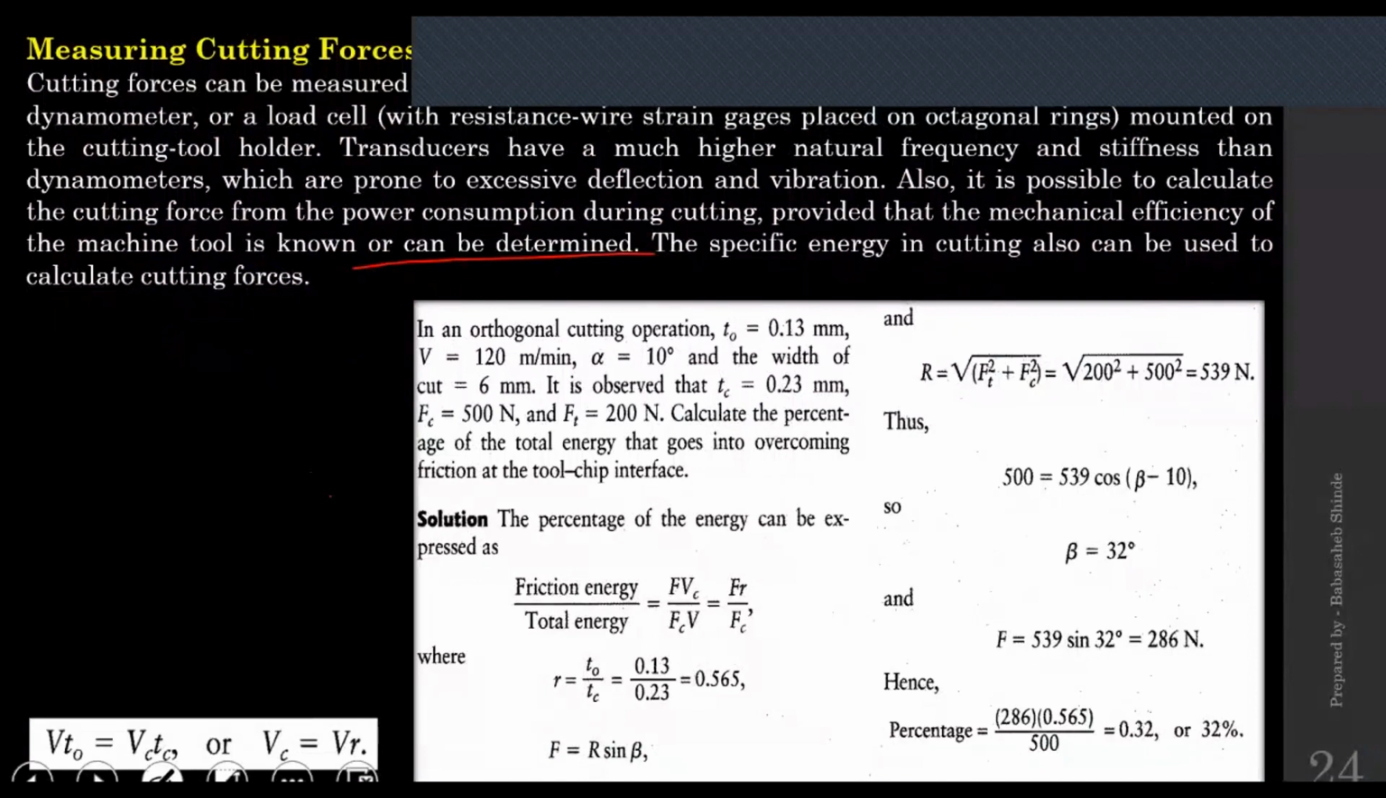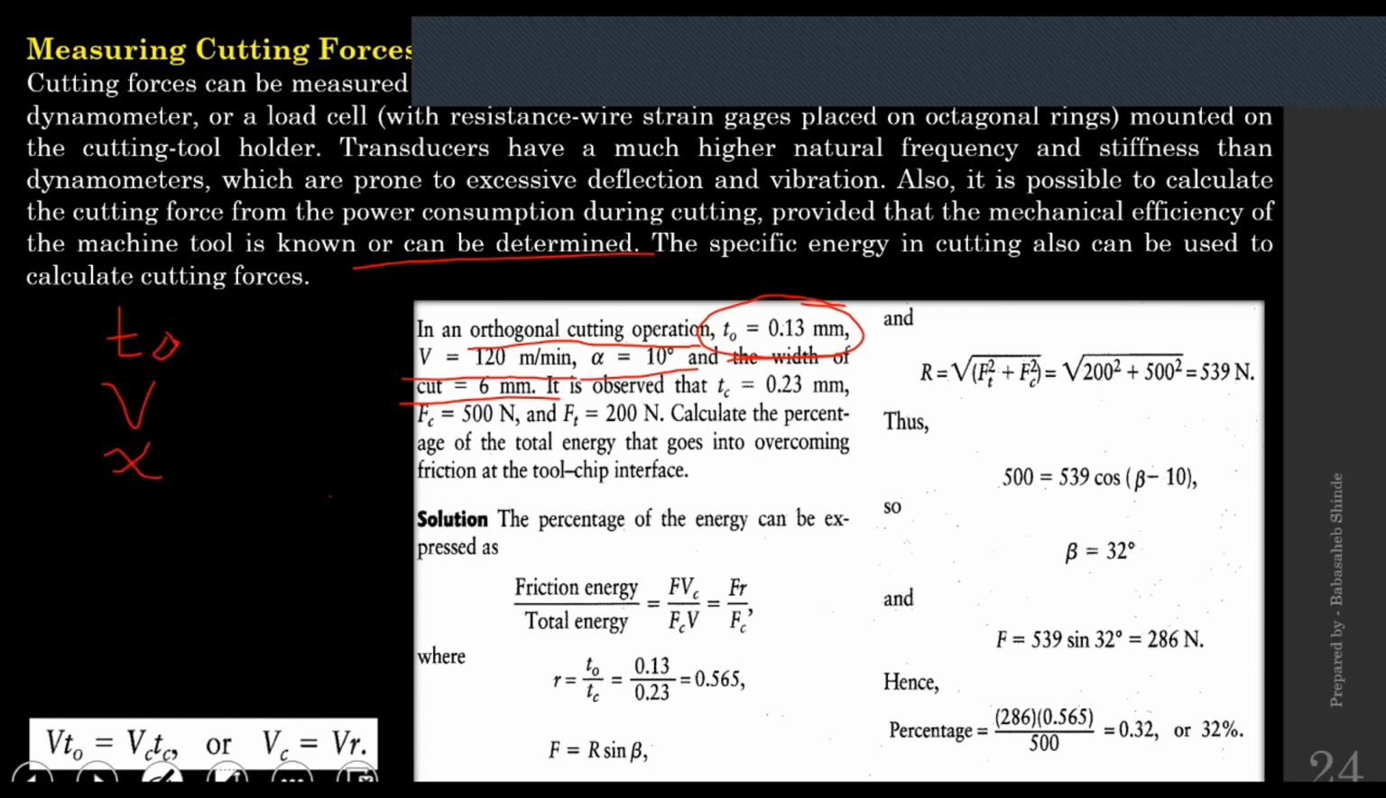We will use this image right here itself and try to understand this numerical. So in an orthogonal cutting, so again it is orthogonal cutting, T0 is 0.13 mm. So uncut chip thickness is given. V is 120 meters per minute. So cutting speed is given, alpha 10 degrees, that is a rake angle. The width of cut is 6 millimeter.